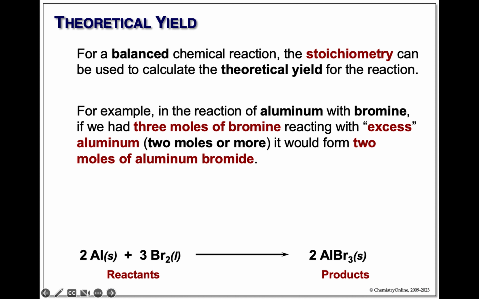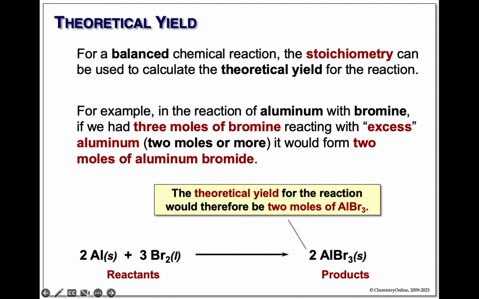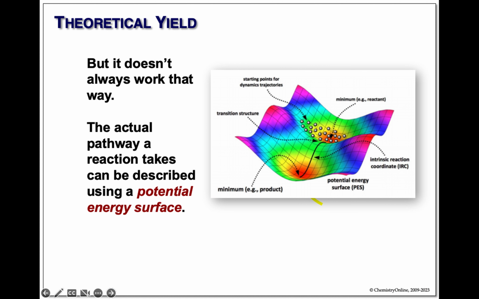Theoretical yield. Once again, the stoichiometry of a reaction can be used to calculate the theoretical yield. We talked about this one. 3 moles of bromine, with excess aluminum, would give us 2 moles of aluminum bromide. It works both ways. That's the theoretical yield. Okay. Doesn't always work that way, however.